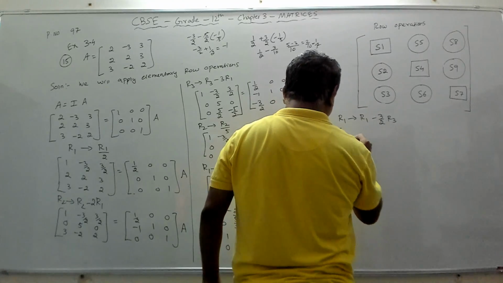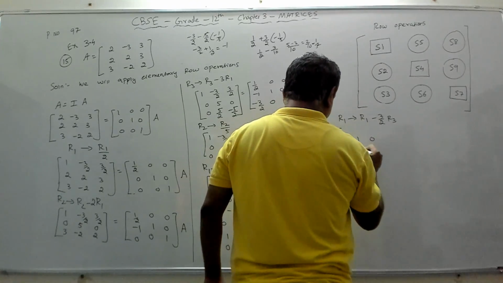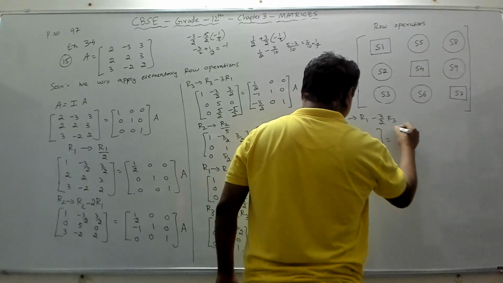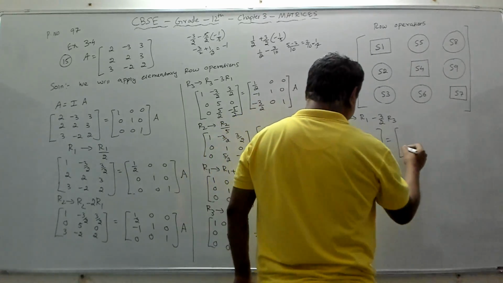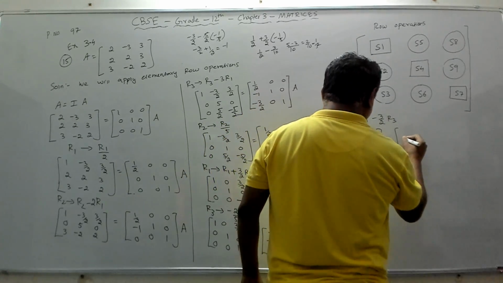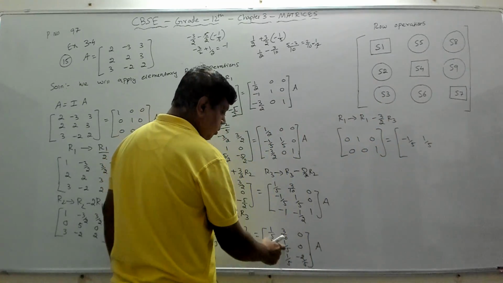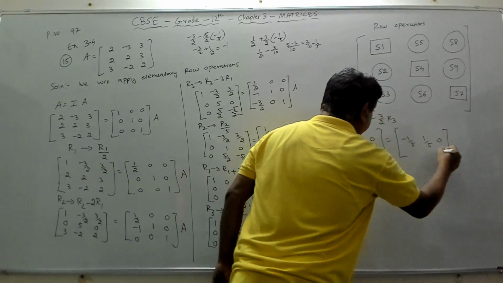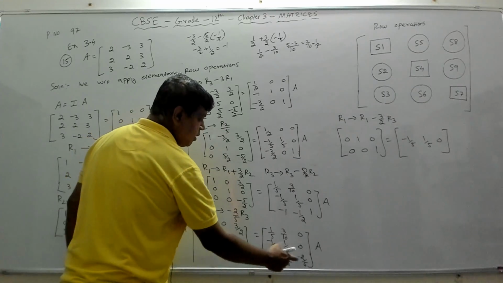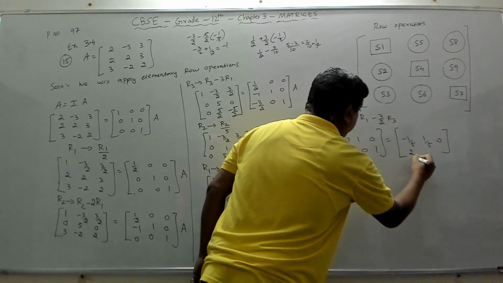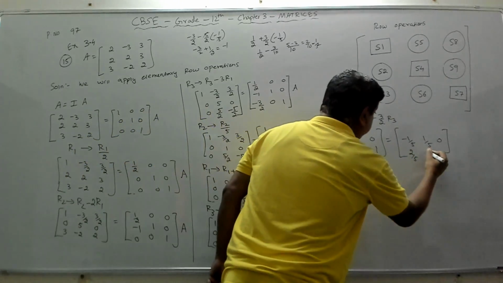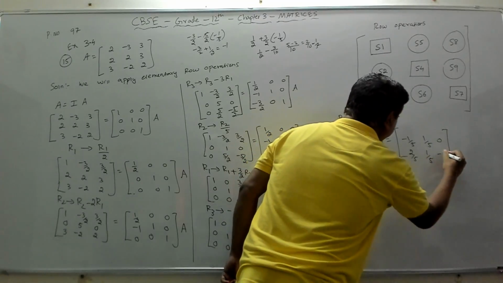Row 2 I will write as it is. Row 2 here also I will write as it is: minus 1 by 5, 1 by 5, 0. And row 3 is 2 by 5, 1 by 5, minus 2 by 5.